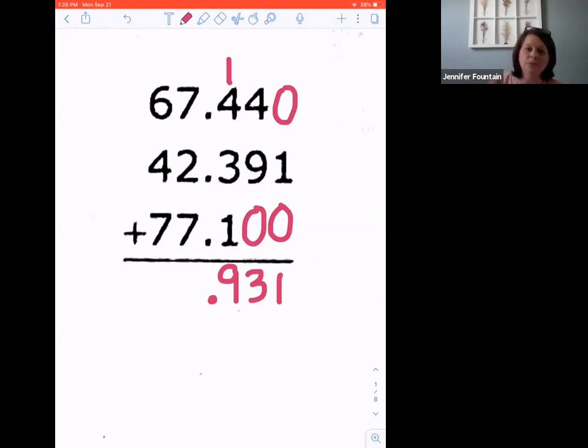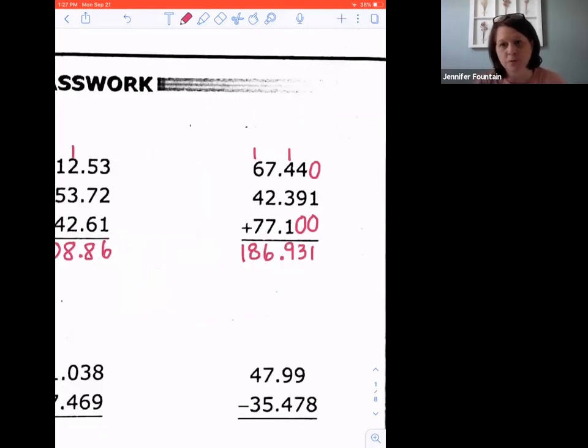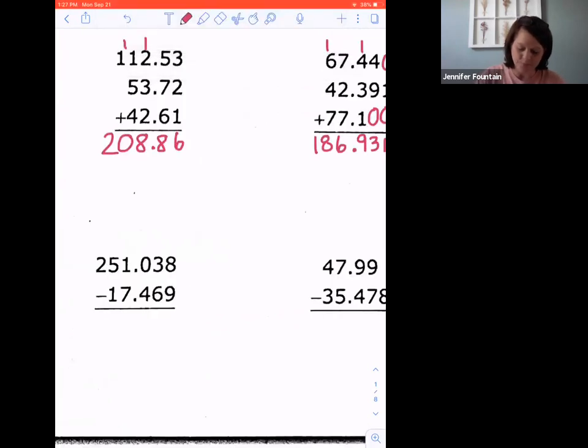So 7 plus 2 is 9. And 9 plus 7 is 16. Put down my 6, carry my 1. 1 plus 6 is 7. 7 plus 4 is 11. And 11 plus 7 is 18. So my answer is 186 and 931 thousandths. Any questions on adding with decimals? Probably this is just a big review for you, something that you've worked with plenty of times before.